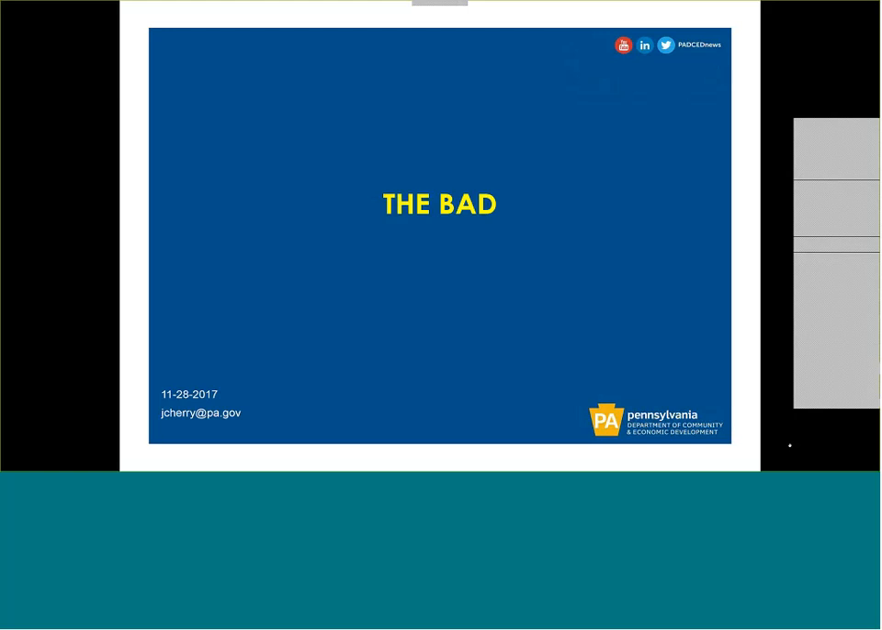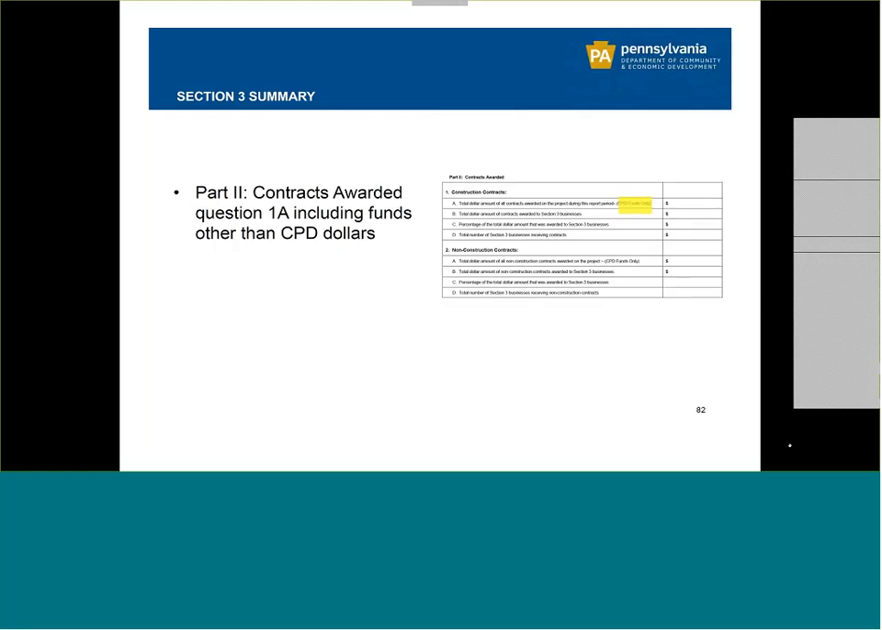Moving on to a questionable example. Sometimes we see on Part 2, on the contracts awarded in box 1A, that they include the entire amount of the contract that they awarded. And that includes funds other than CDBG, HOME, CDBG-DR, that type of thing. We only want to see the funds that were awarded by our office included on that report. So that's one of the key examples that we're still seeing a lot of.